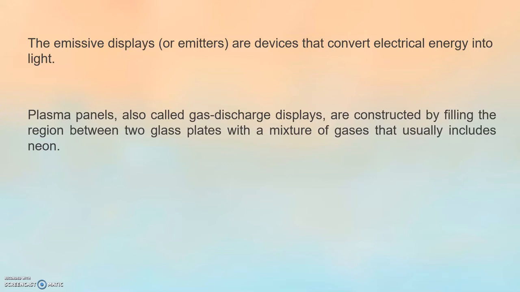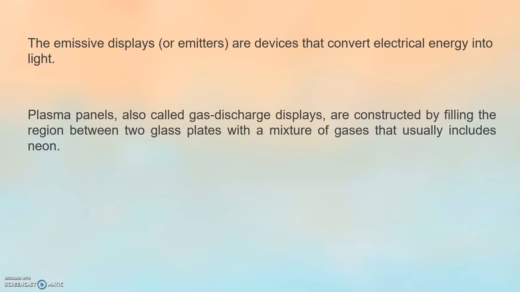Plasma panels, also called gas discharge displays, are constructed by filling the region between two glass plates with a mixture of gases that usually includes neon. Let's see the working. A series of vertical conducting ribbons is placed on one glass panel and a set of horizontal ribbons is built into the other glass panel. Voltages are applied to a pair of horizontal and vertical conductors, which causes the gas at the intersection of the two conductors to break down into a glowing plasma of electrons and ions.